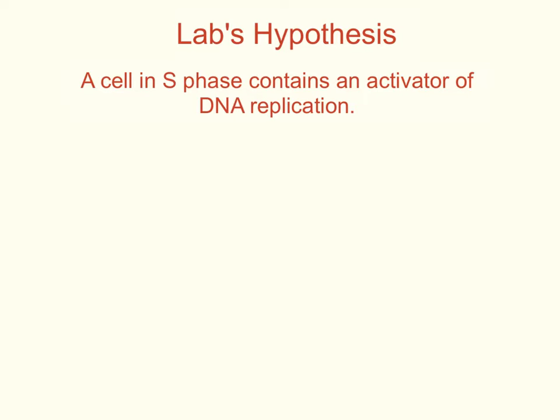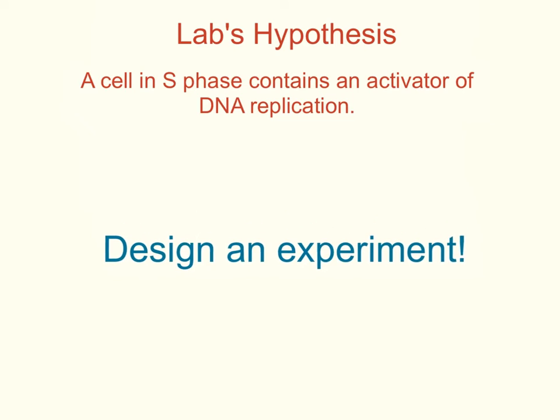Like it says here, the lab's hypothesis was that a cell in the S phase contains an activator of DNA replication. The next step in any good research is to design an experiment to try to test that hypothesis and either prove it false or see if it might be a possible explanation. Take a few seconds to design a possible experiment on your own for how we might be able to test to see if that cell in the S phase contains an activator of DNA replication.